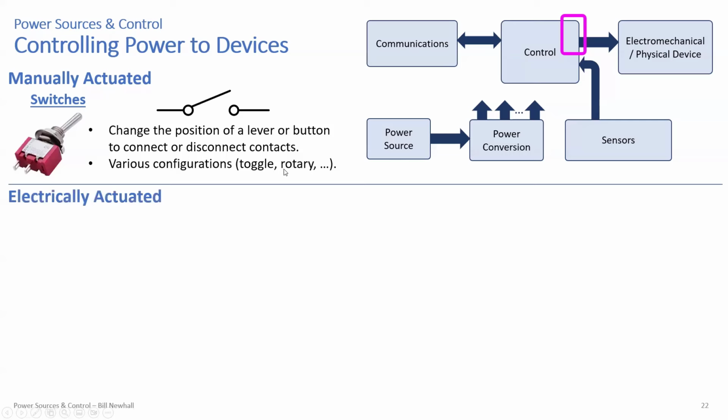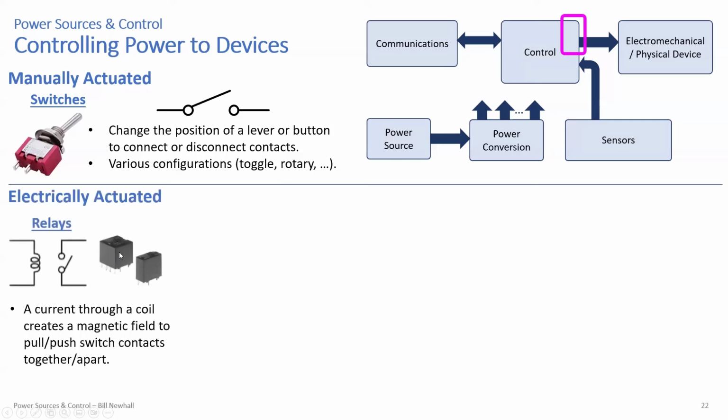And then there are electrically actuated devices. One you've probably heard of is a relay, right? So this is the schematic symbol for a relay. Here are a couple example relays here. And so for a relay, a current through a coil generates a magnetic field, and then it pushes or pulls electrical contacts together or pushes them apart. Okay, so relays are considered electrically actuated. They're very mechanical.